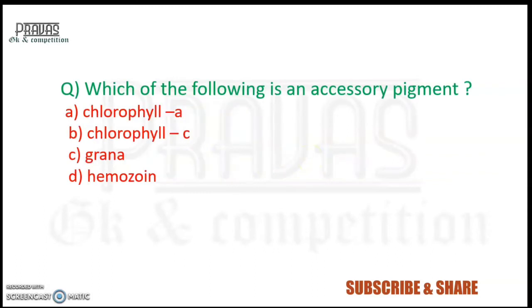Which of the following is an accessory pigment? The options are chlorophyll A, chlorophyll C, grana, hemojoin. And the answer is chlorophyll C. Remember, chlorophyll C is an accessory pigment.